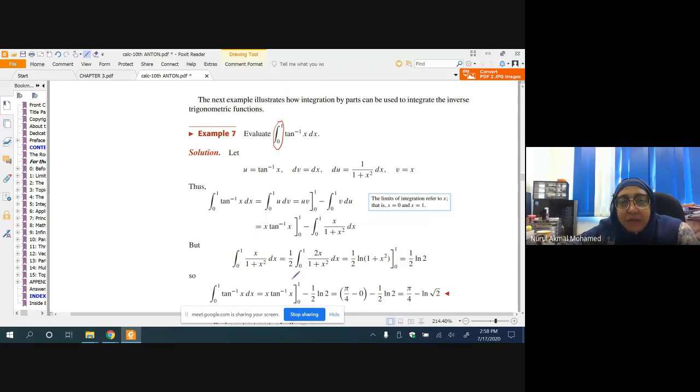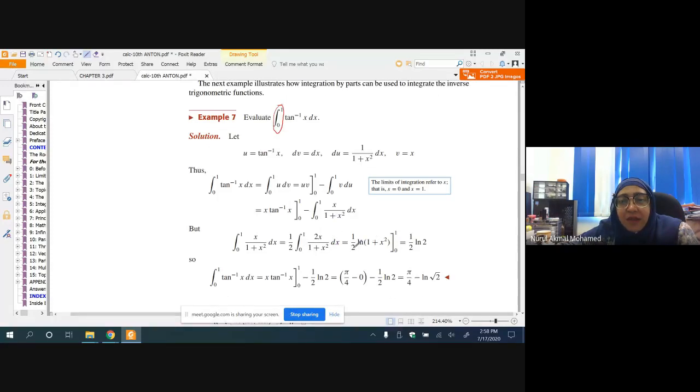Start from here. x over 1 plus x squared is equal to one half of 2x over 1 plus x squared. And then it gives you this, ln of 1 plus x squared.